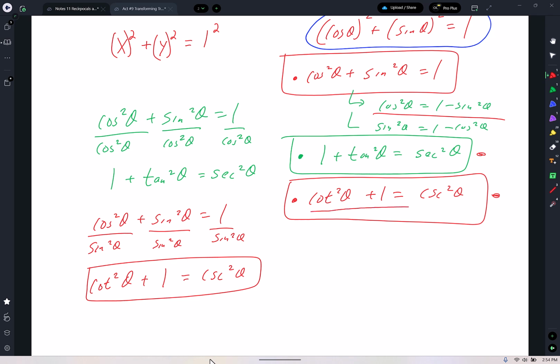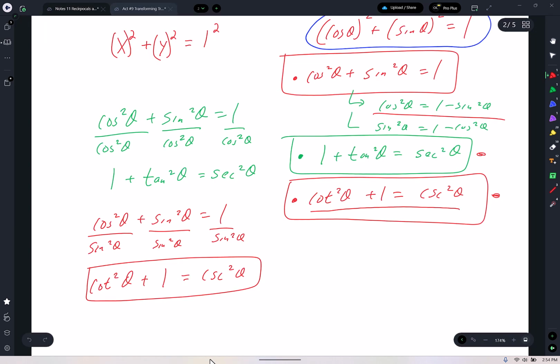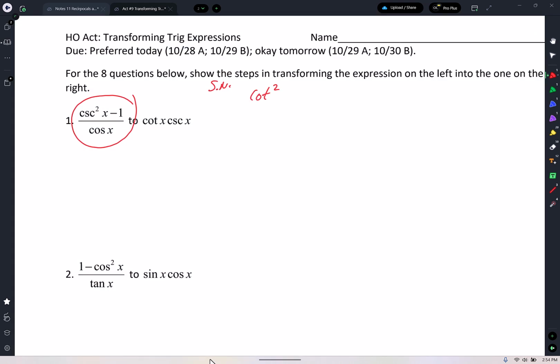From this third bullet, cotangent squared theta plus 1 equals cosecant squared theta. That's what I'm going to write. Cotangent squared x plus 1 equals cosecant squared x. And exactly what Houston said is what I'm going to do. What am I going to do? Move over the 1. So if I move over the 1, I now have this statement: cotangent squared x equals cosecant squared x minus 1.